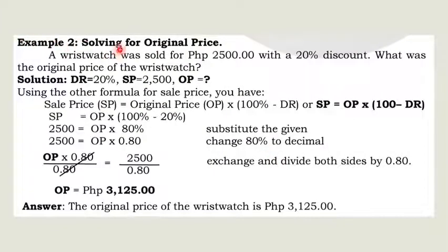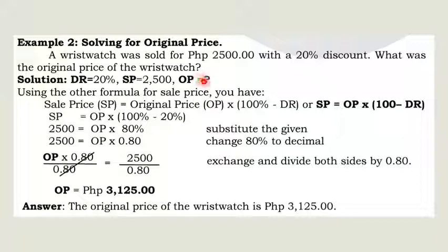So, for example number 2, we will solve for the original price naman. Halimbawa, nawawala yung unang price. So, ang given lang ay discounted na siya. For example, a wristwatch was sold for 2,500 pesos with a 20% discount. What was the original price of the wristwatch? So, ano po yung ating 2,500? So, ito po yung ating selling price. Yung 20% naman, ito yung ating DR or discount rate. So, ang hinahanap po is yung ating original price.